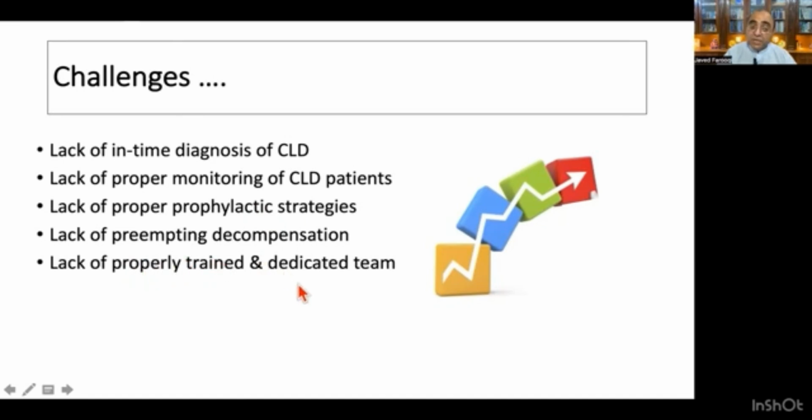This is important, that we haven't been able to train the team and dedicated teams for such cases. And of course, there is no lack of MDT strategies. The culture of the MDT is limited only to a few centers. By and large, it lacks in our clinical practice.